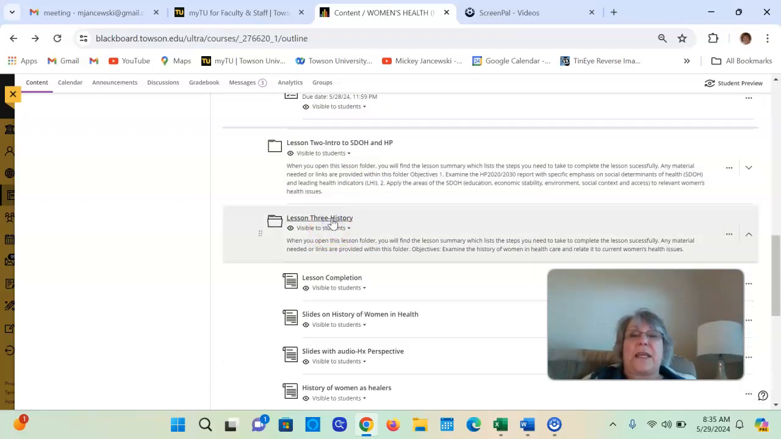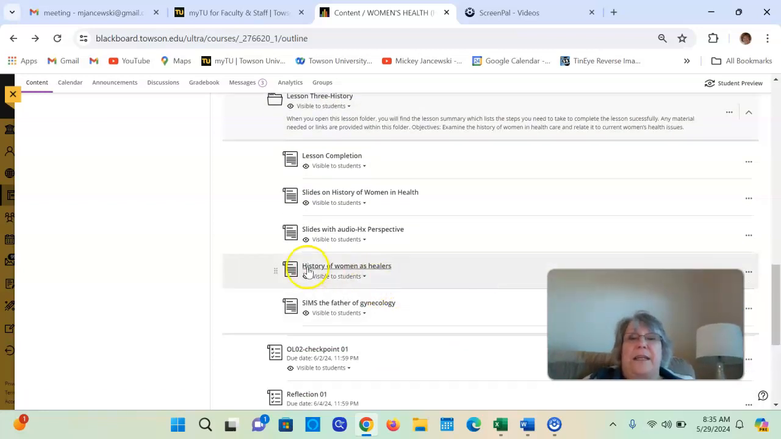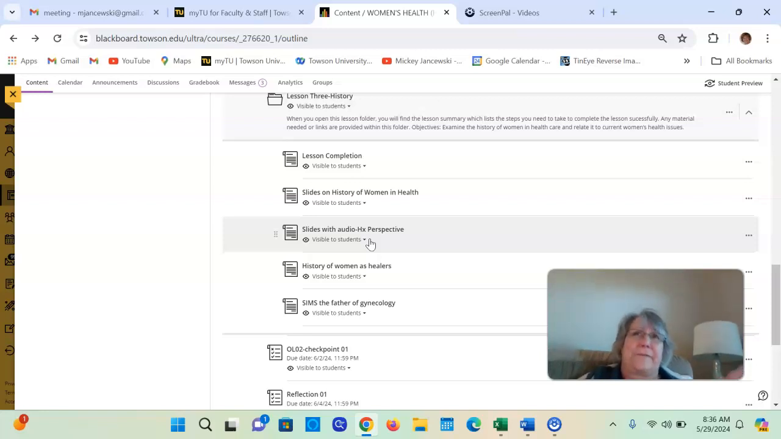When we look at the history, there are slides on women's health. There is the history of women as healers, and there are the Sims book, Father of Gynecology. So you have 3 items that you're going to be reading. One is the Witches, Midwives, and Nurses book. It's fewer than 50 pages. You read that entire book. Sims, we're reading his exact information out of his notes. You do not read that whole thing, it's crazy. But you'll read a portion of it, and it tells you how many pages you should read.